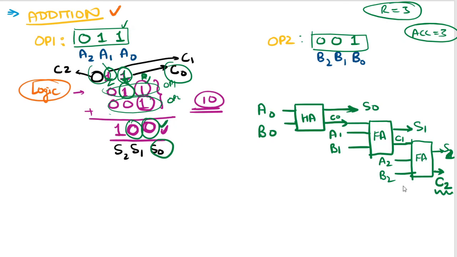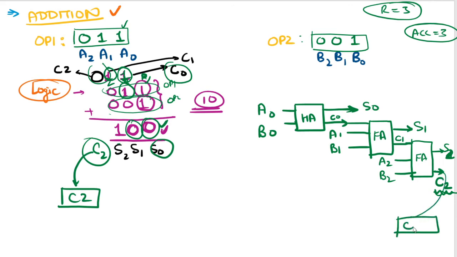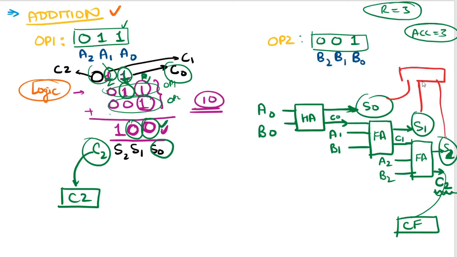Now this carry 2 is an additional value, because we will put s2 here, and we need to put c2 here, but we can't put c2 here, right? Therefore this c2 will go to the carry flag. And this S0, S1 and S2, all these will be going to the accumulator. They will be connected to the accumulator, and this will be connected to the carry flag.